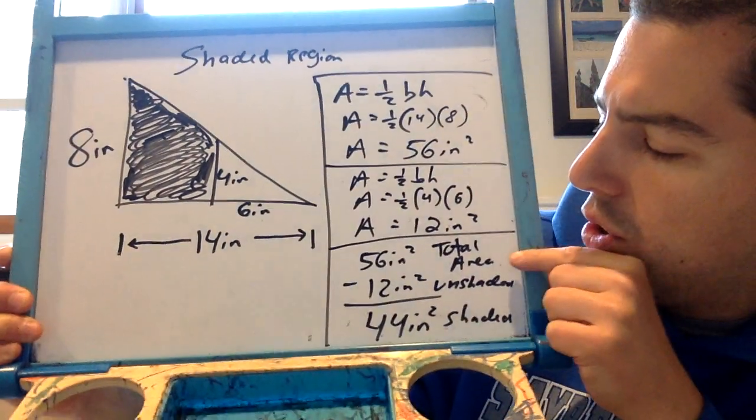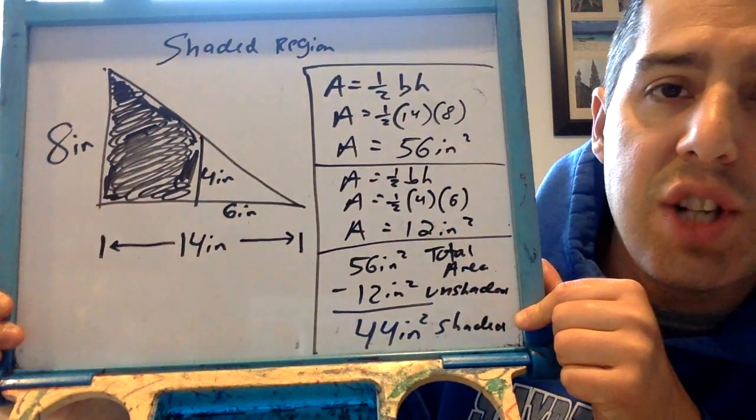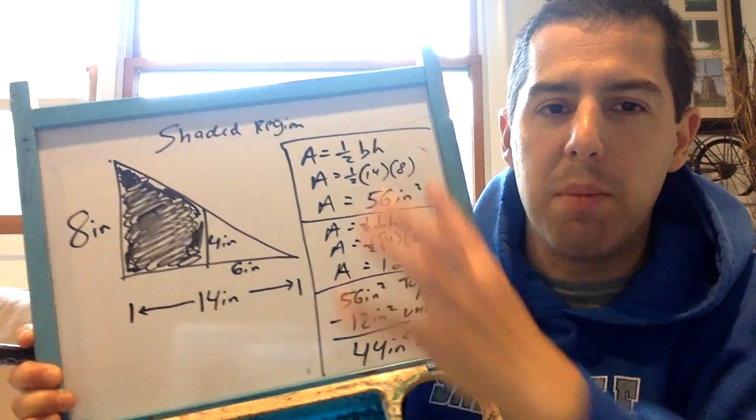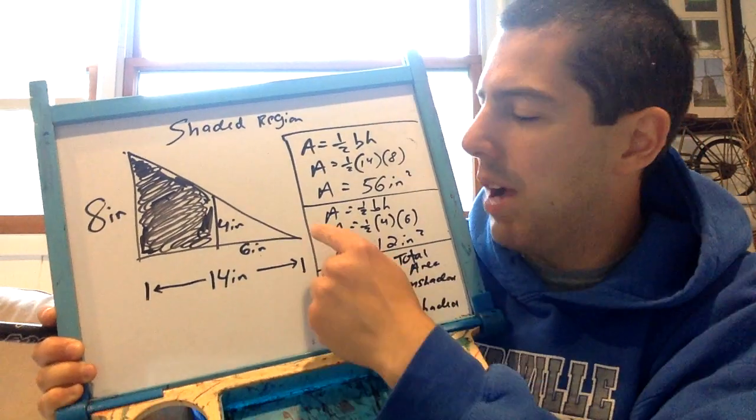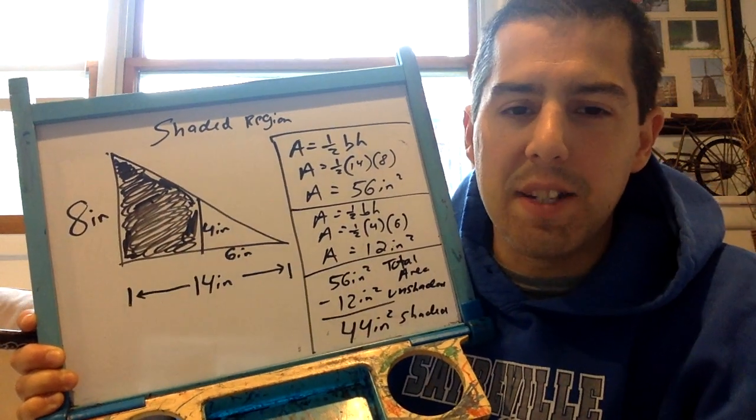And then you take the total area minus the unshaded piece, and what you'll be left with is the shaded piece, 44 square inches. That's how you do a shaded region problem. Get the area of the whole thing, subtract the part that you don't want to know, and what you'll be left with is the shaded piece.